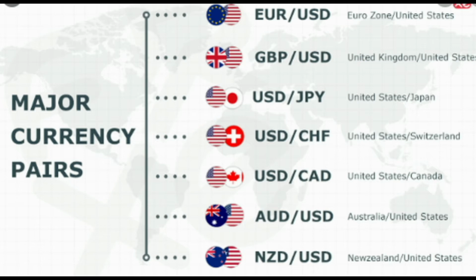You have GBP USD, which is the Great British Pound, paired with the United States dollar, referred to as GU. USD CHF, the United States dollar, paired with the Swiss franc, which is referred to as the dollar Swiss. USD CAD, the US dollar, paired with the Canadian dollar, referred to as UCAD. AUD USD, the Australian dollar, paired with the US dollar, referred to as AU, and NZD USD, the New Zealand dollar, paired with the US dollar, also called the Kiwi dollar.